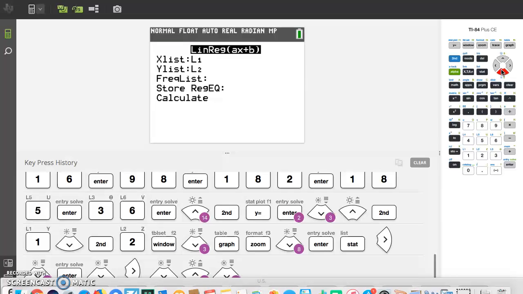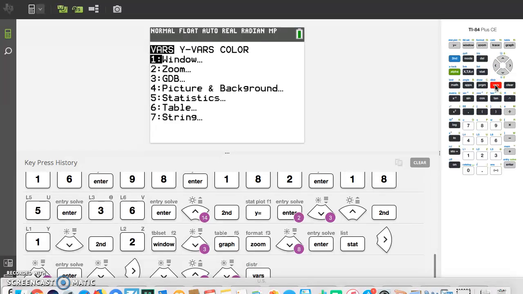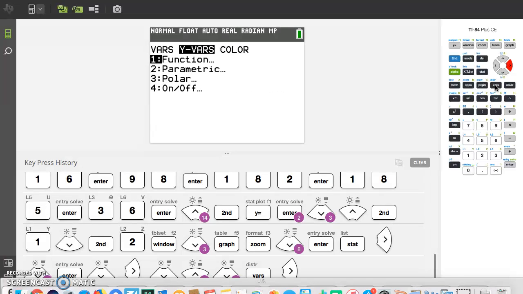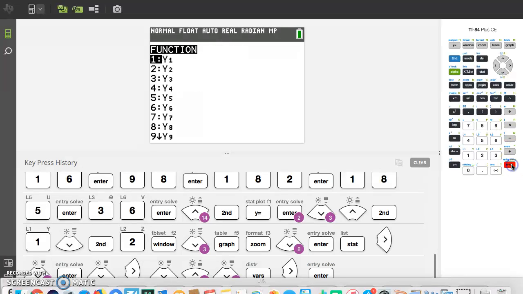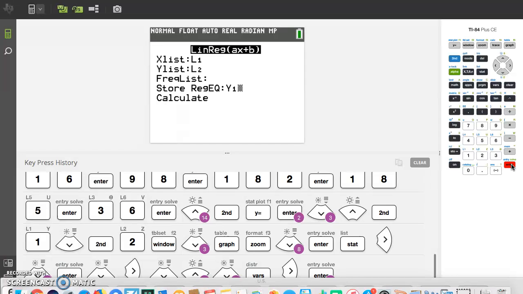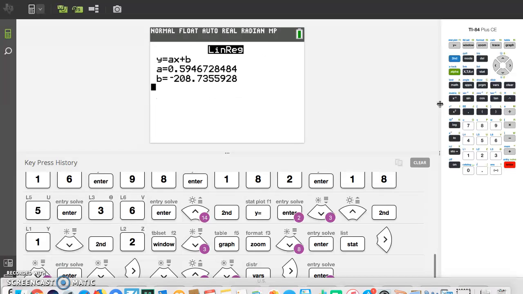So to get that to happen, we want to press the vars key. Vars meaning variables. And then you want to arrow over to the right and click on Y vars, Y variables, and just press enter on Y1. So that means it's going to store the equation in our Y equals, where we graph. And that will be really great because then it will graph it as well. So let's press enter. Here we go, our first one ever. Awesome. So there's our equation.